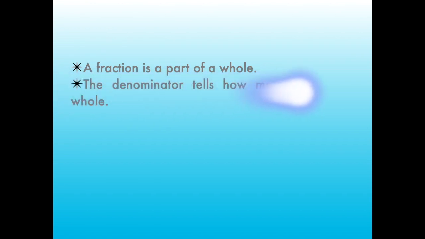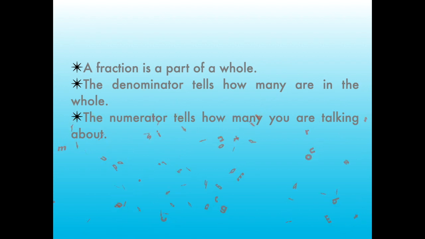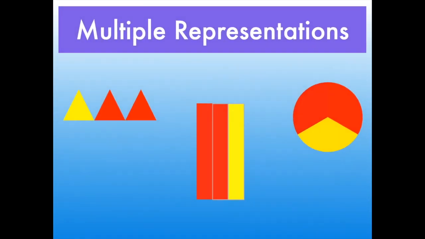So let's go through that one more time. A fraction is a part of a whole. A denominator tells how many are in the whole. The numerator tells me how much you're talking about right now. The most important thing to remember is that a fraction must be equal in all the groups.